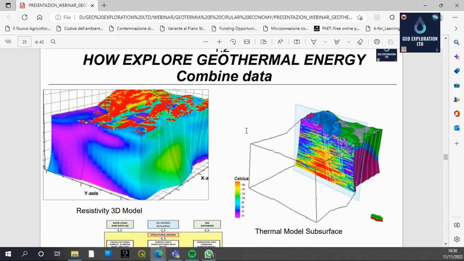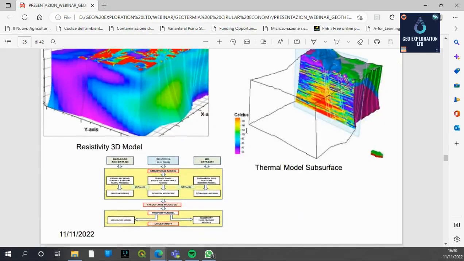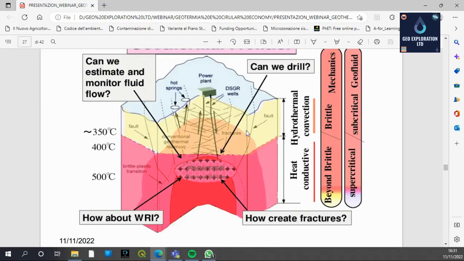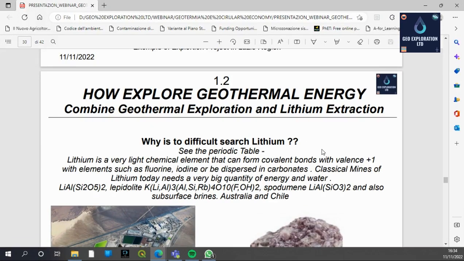So what is very important is to combine data: resistivity, for example a 3D resistivity model, and thermal heat flow. But this is the future, and now we are working with other companies to develop a way of drilling at this depth, to have continuous energy with high pressure that can be used in different ways, with fluorine, iodine and other elements.